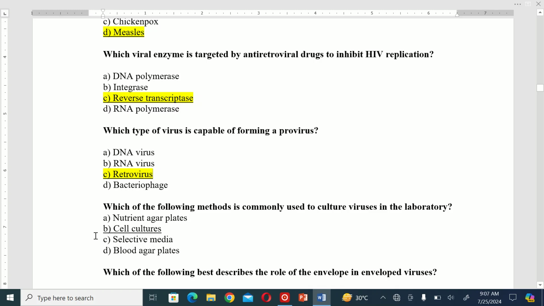The next MCQ is: which of the following methods is commonly used to culture viruses in the laboratory? A. Nutrient agar plates. B. Cell culture. C. Selective media. D. Blood sugar plates. So the correct option is B.